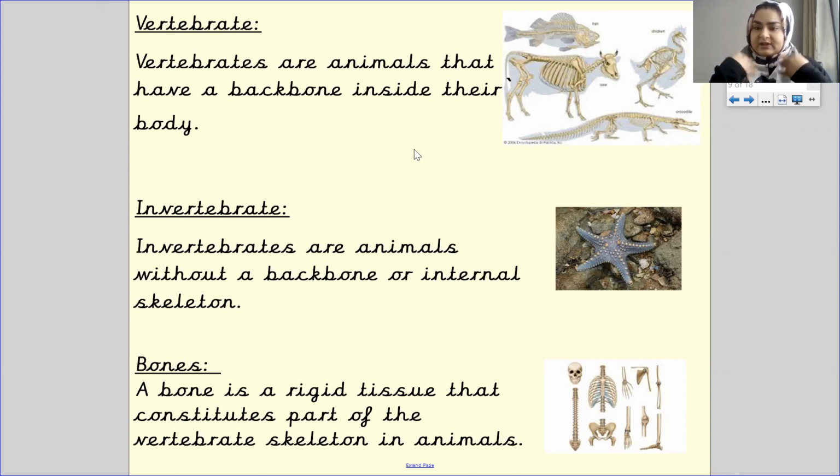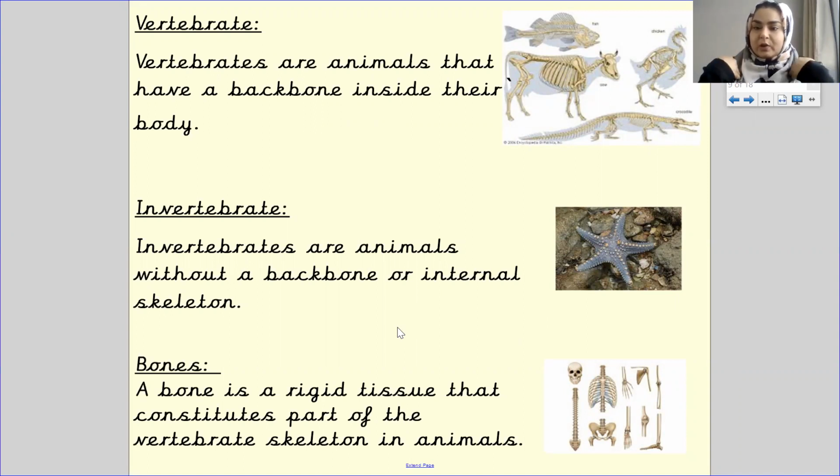Okay, invertebrate. Invertebrates are animals without a backbone or internal skeleton. So if you look at this starfish, it has no backbone and no skeleton. It's just floppy. Okay?